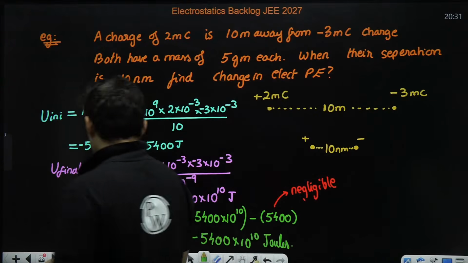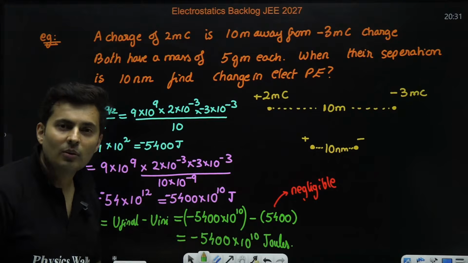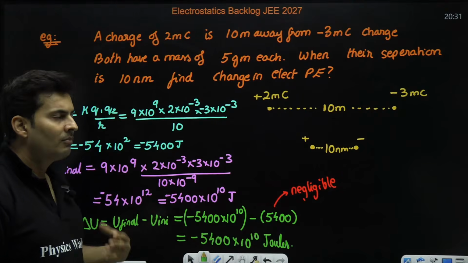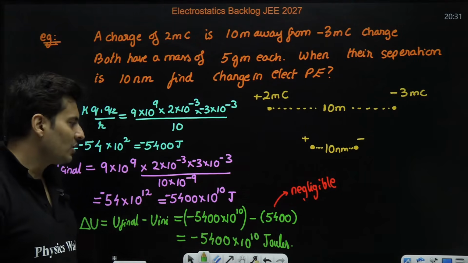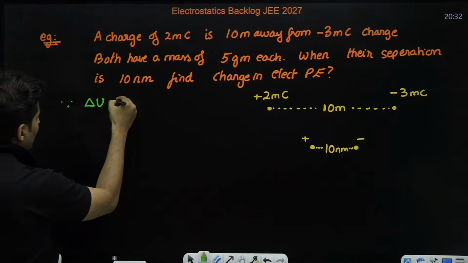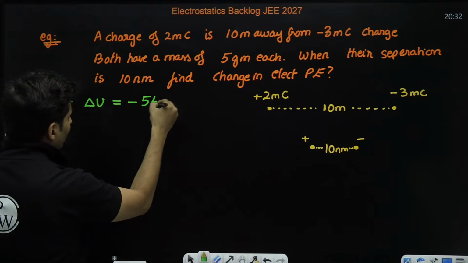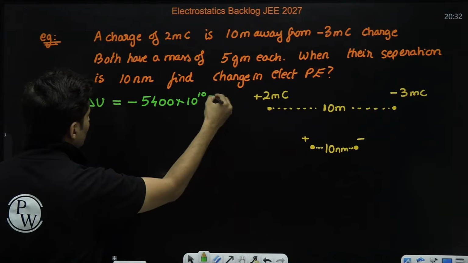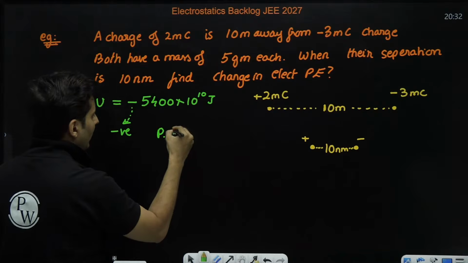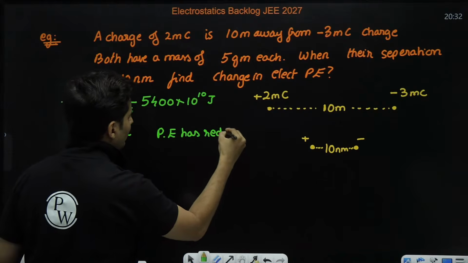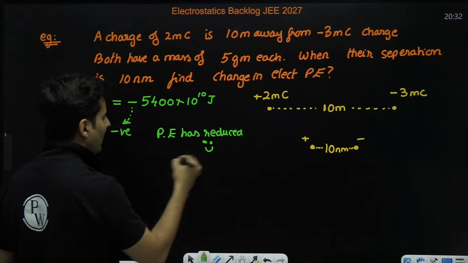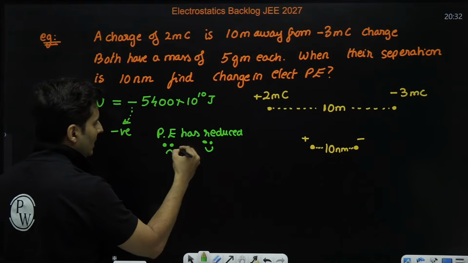Alright, is this clear, my dear warriors? So we found out the change of electrical potential energy via a simple formula. But this negative change also means one more thing. Since delta U is negative, 5400 into 10 to the power 10 joules, I'm more interested in this negative sign. It means that the potential energy has reduced. What happens naturally when potential energy reduces? It has become happy. Earlier it was sad and now it has become happy.